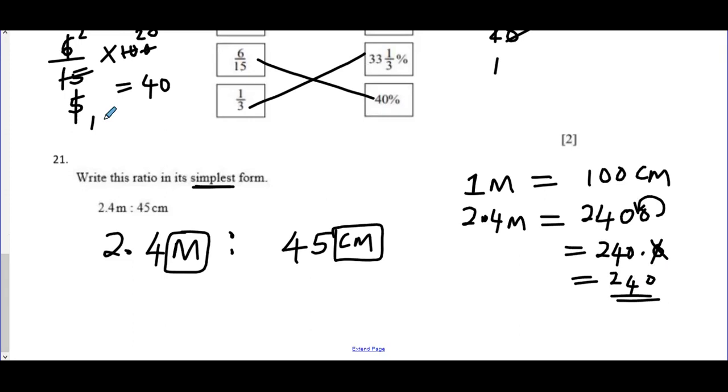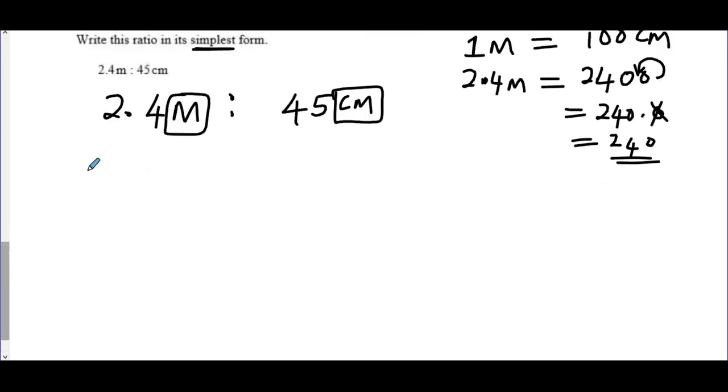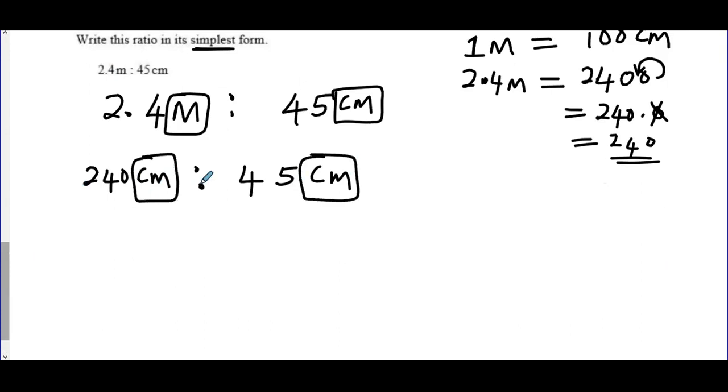This becomes 240. This time it is not meters, now it is centimeters. So you combine it with 45 centimeters, and you can see now the units are the same. Centimeter, centimeter. Now this ratio, after setting the same units, you can now simplify. The first thing you have to do is cross out the centimeters. They are gone already, so you have 240 ratio 45.